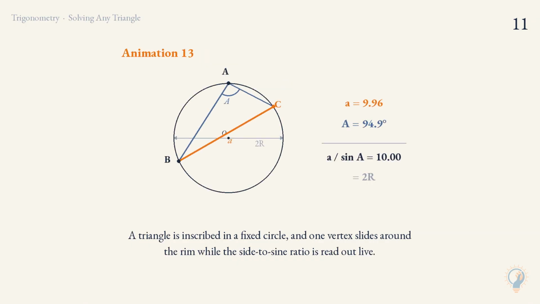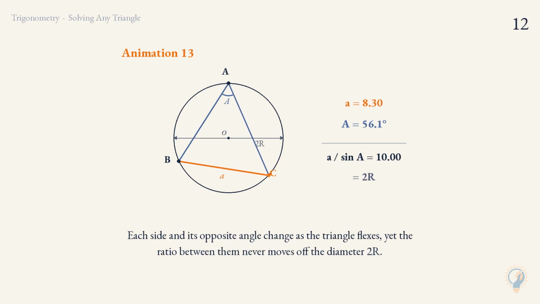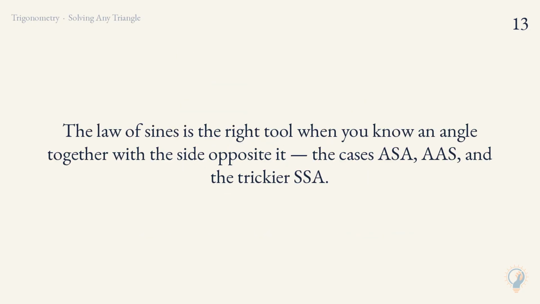Animation 13. A triangle is inscribed in a fixed circle, and one vertex slides around the rim while the side-to-sine ratio is read out live. Each side and its opposite angle change as the triangle flexes, yet the ratio between them never moves off the diameter 2r. The law of sines is the right tool when you know an angle together with the side opposite it. The cases: angle-side-angle, angle-angle-side, and the trickier side-side-angle.